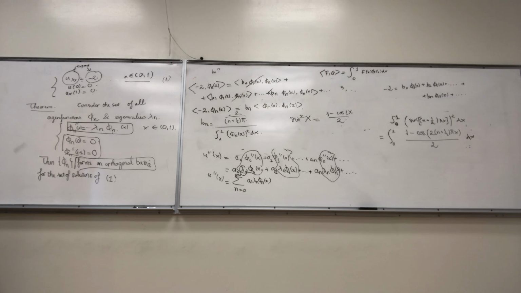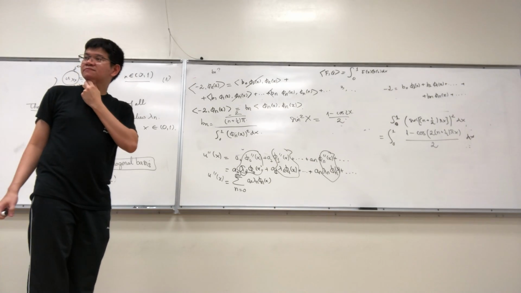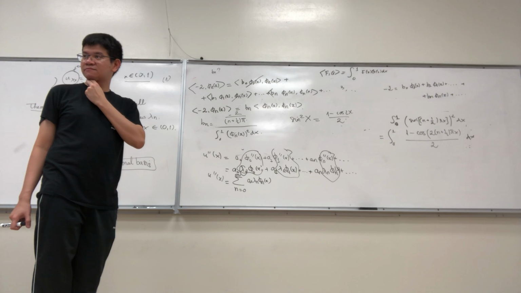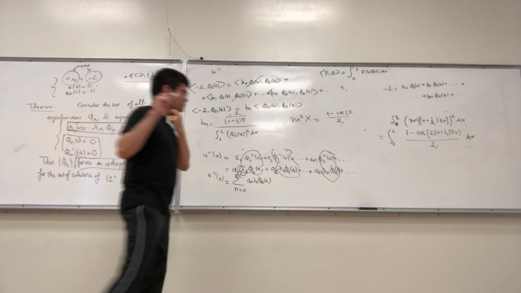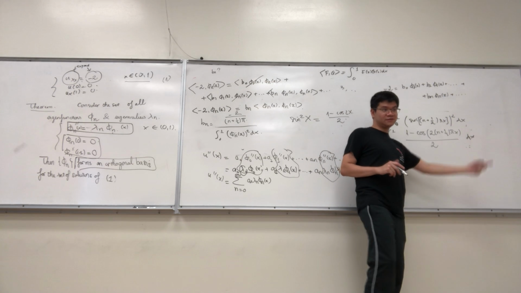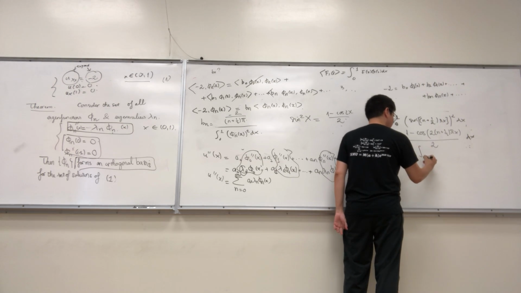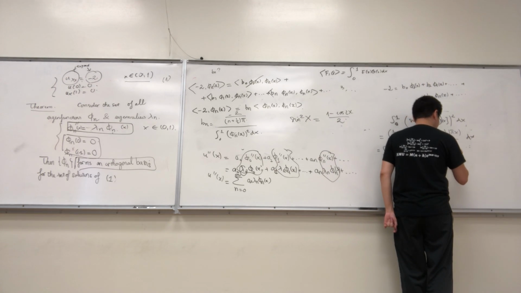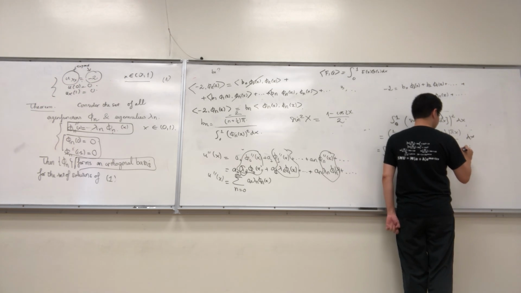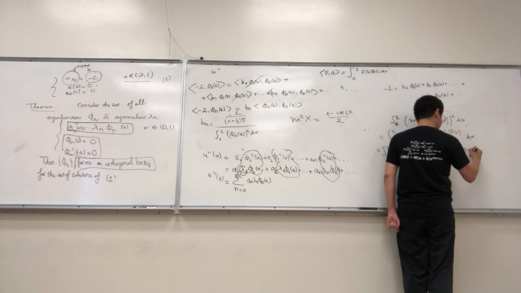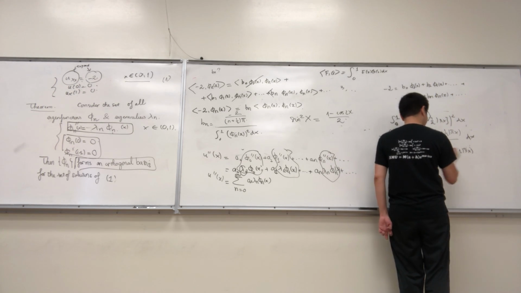So how can I compute this one? Yes? Split the 1 half aside, and integrate the 1 half and the 1 half cosine. So I'm going to split the 1 half and the cosine. This gives me the integral from 0 to 1 of 1 half dx minus the integral from 0 to 1 of cosine of (2n plus 1) pi x, with the 1 half.